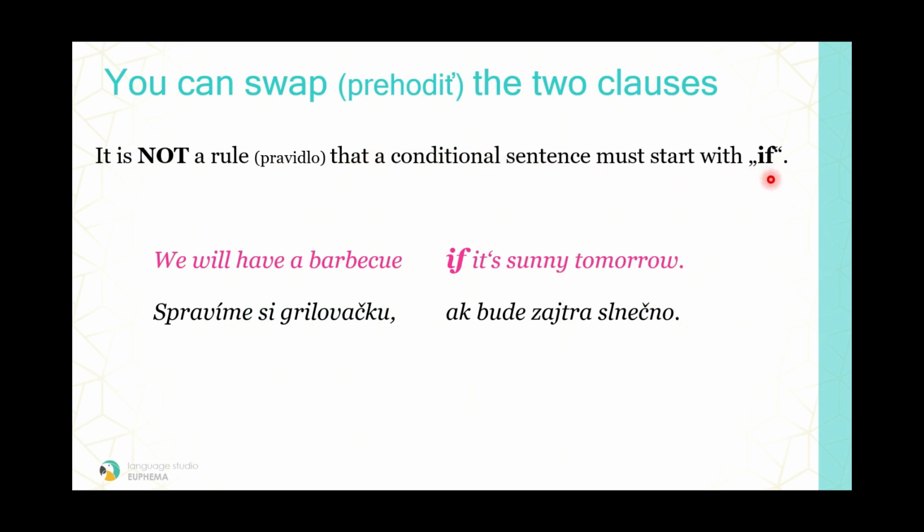Yes, you can start with the main clause. So we will have a barbecue if it's sunny tomorrow. So if comes in front of the second part of the sentence. All right, it's not here, but it's here. First there is a main clause, and then comes the if clause, and it's completely all right. So we will have a barbecue if it's sunny tomorrow. Will and infinitive in the main clause, if and present simple in the if clause.